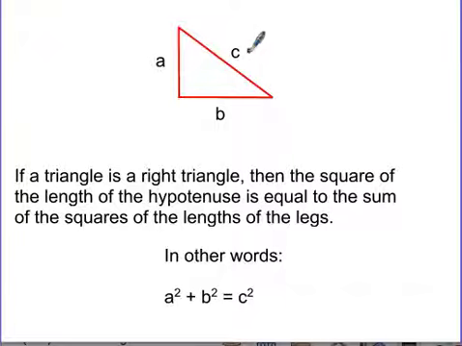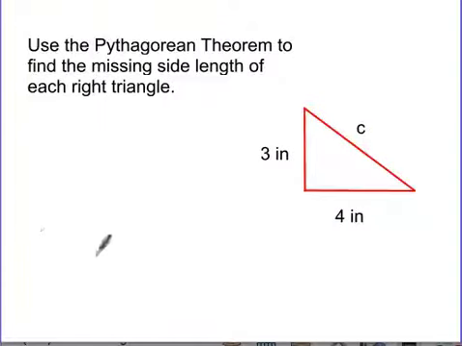So if we take c times c, then c times c is equal to the sum of the lengths of the legs squared. So it's a squared and b squared, right? a times a plus b times b equals c times c. That's all we're saying. In other words, a squared plus b squared equals c squared. All right, does that make sense? Okay, let's put it into practice.